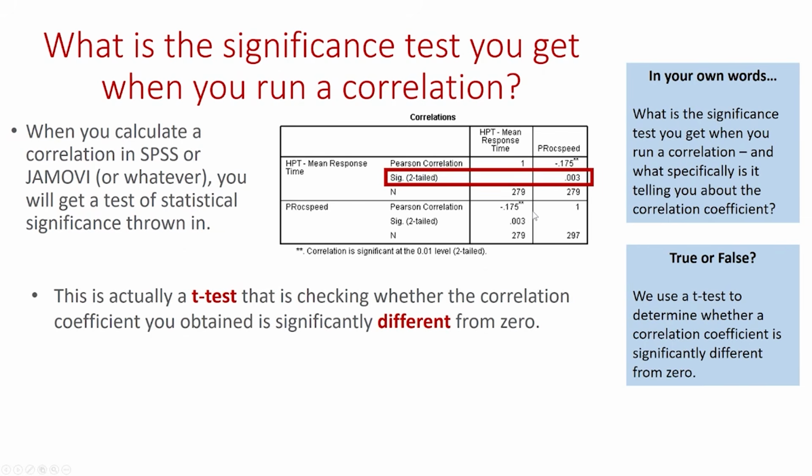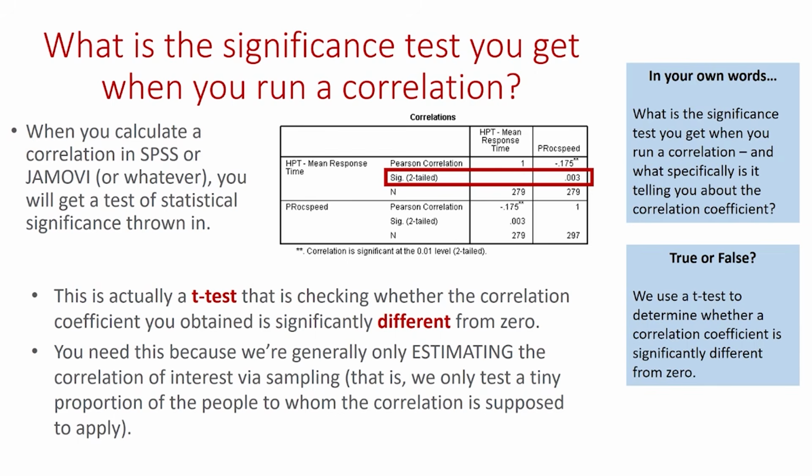So this significance test is actually a t-test, and the t-test is a check to see whether the correlation coefficient is significantly different from 0. So that is this minus 0.175 in this particular example, is that significantly different from 0 or not?